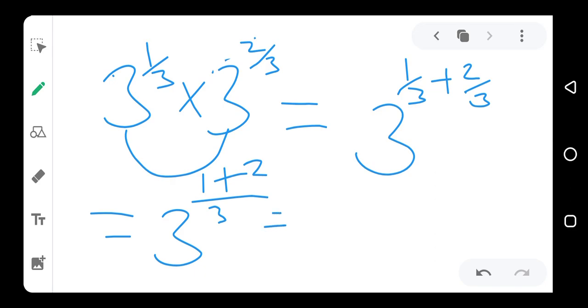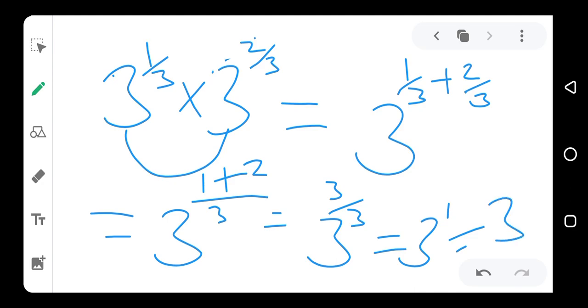So it becomes 3 raised to power 3 over 3. So this gives us 3 raised to power 1. Here we don't have any roots to find. So the final answer is going to be 3. But assuming that we get to this place and we have a fraction, then we raise the base by the numerator and find the roots to the denominator.